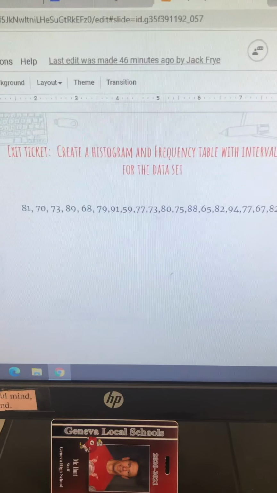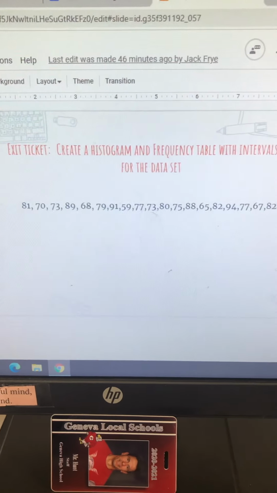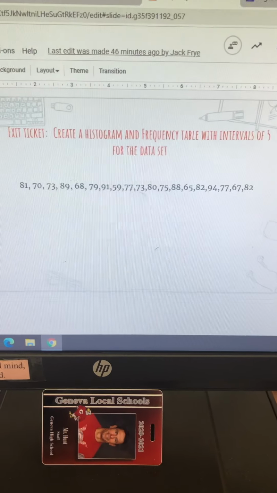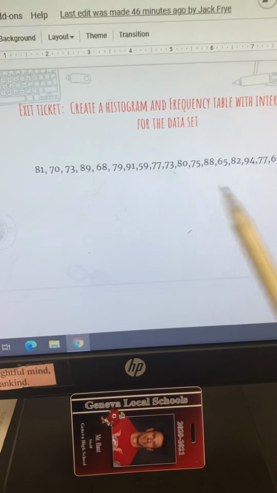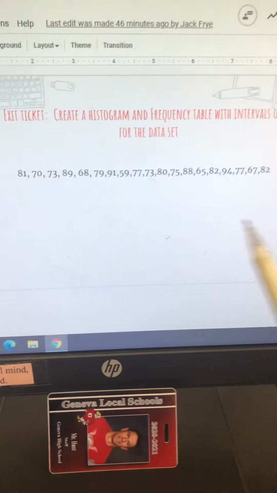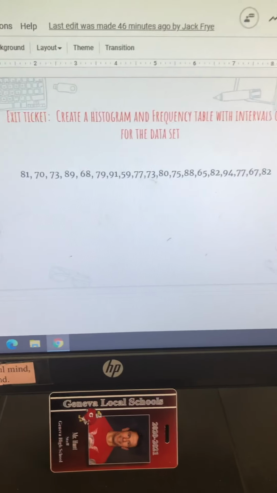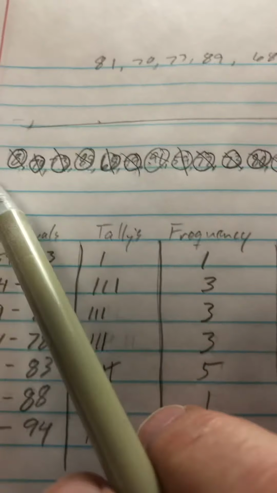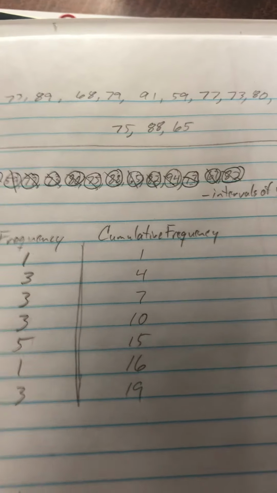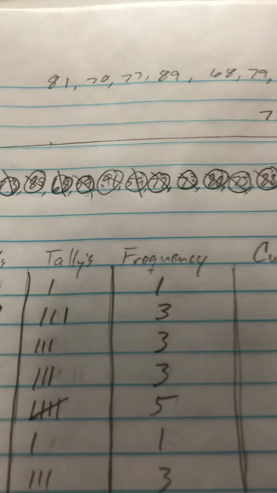Okay, Serenity, if you need the numbers for that exit ticket, it's on his slides in the Google Classroom. So you'll have to write down these numbers. And I believe there is like 19 of them. 17 or 19, I don't know, there's quite a few. So what I did was I wrote those numbers down. I had to circle them and cross them out because I did it wrong at first.